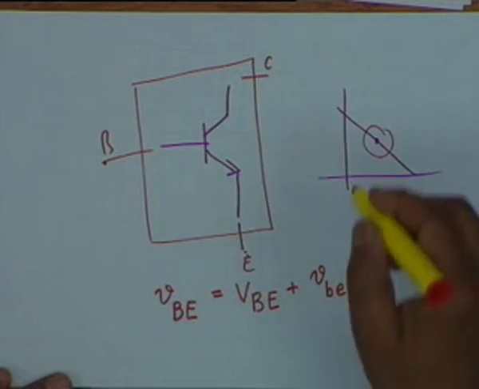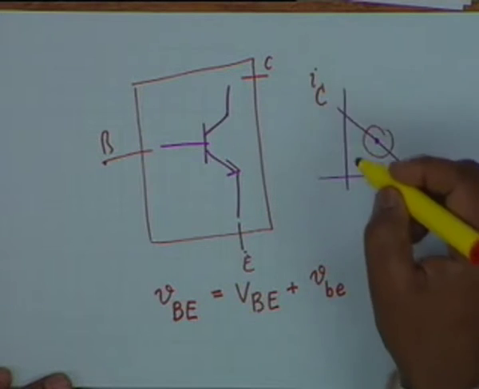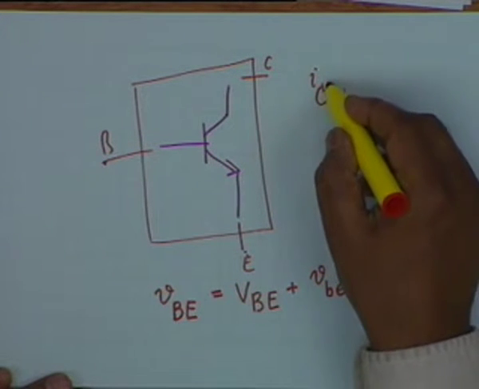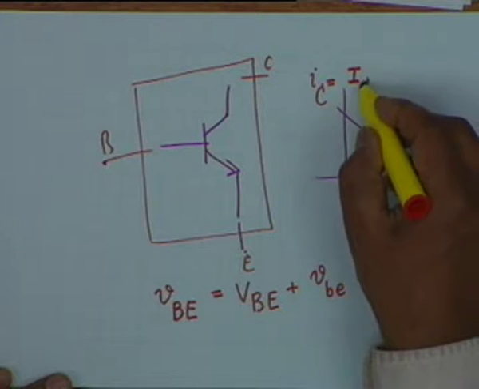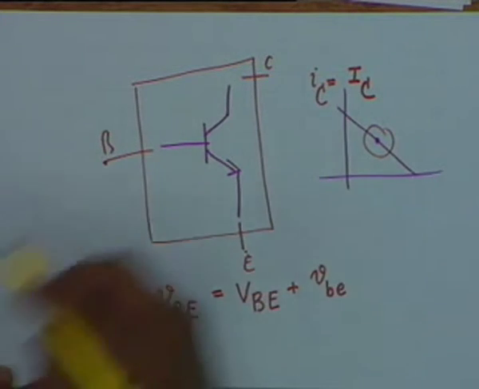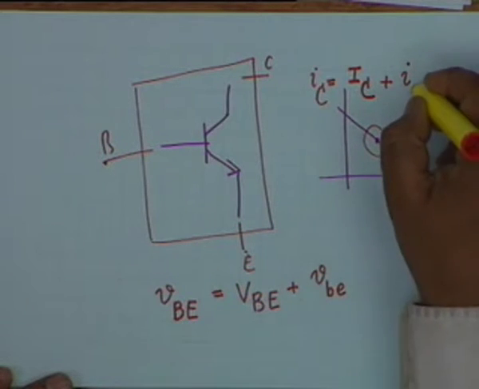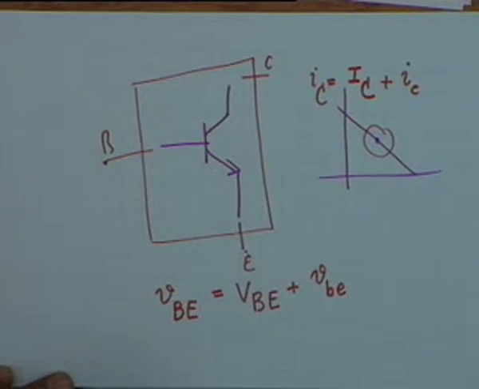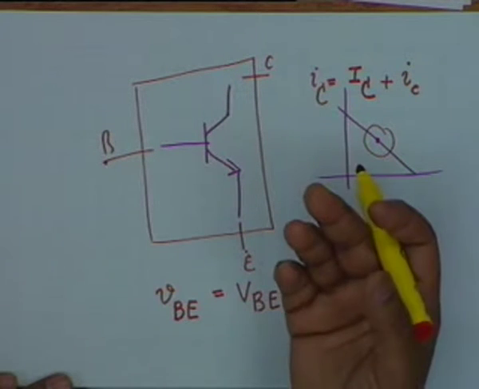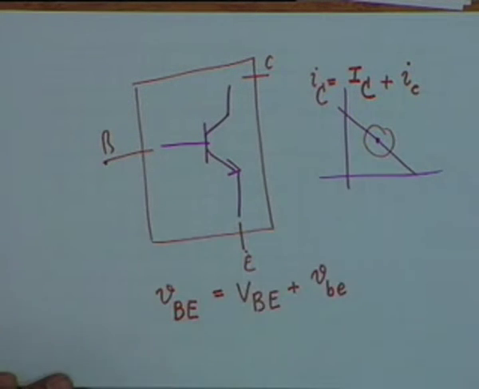The collector current, for example, the total collector current would be i sub capital C. This is equal to capital I sub capital C, the DC value, plus the incremental value, which we shall represent by small i subscript small c. This is true for all such currents and voltages. The problem now: we know how to bias it. We know how to put the transistor at a particular Q point. We know how to choose the resistors. We know how to stabilize the bias point.